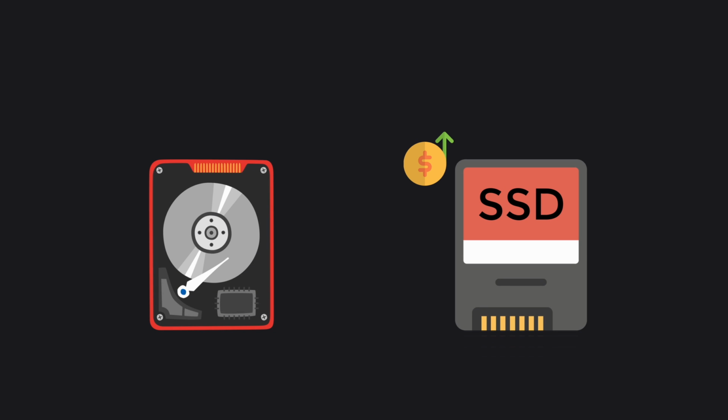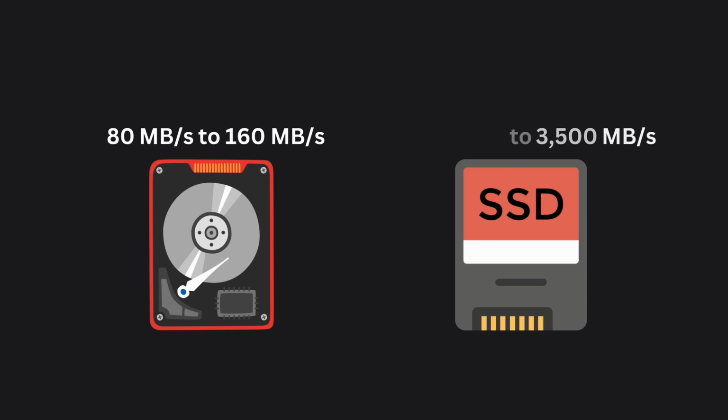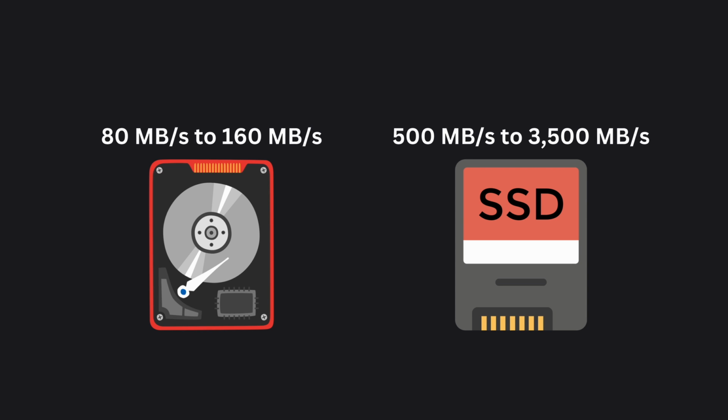While SSDs are more expensive, they offer significantly faster data retrieval than HDDs. For instance, an SSD may have a read speed of 500 to 3500 megabytes per second, while an HDD might offer 80 to 160 megabytes per second.